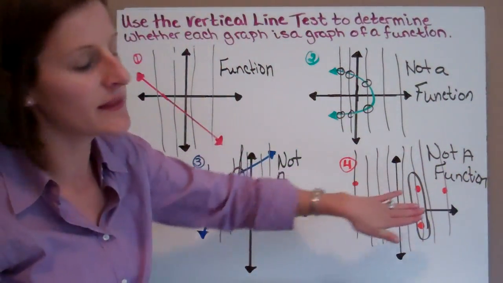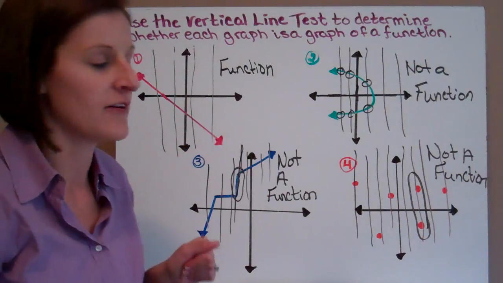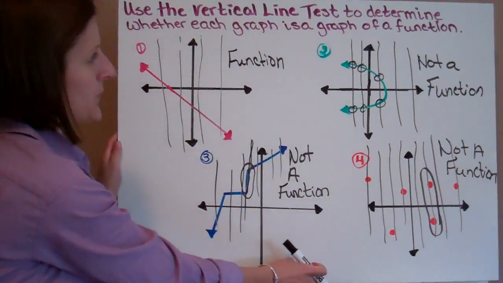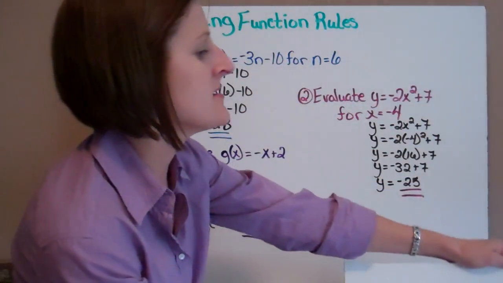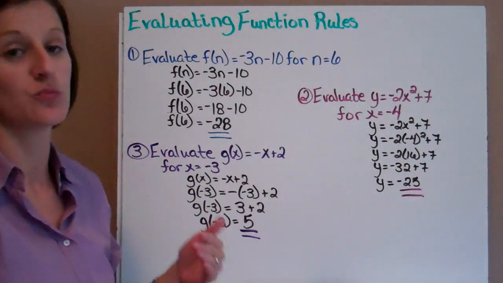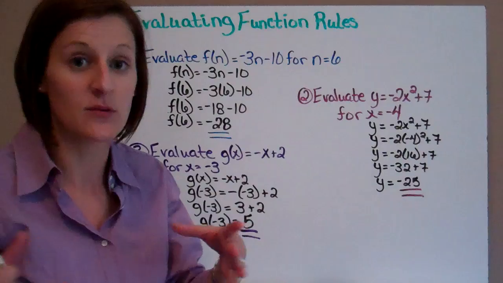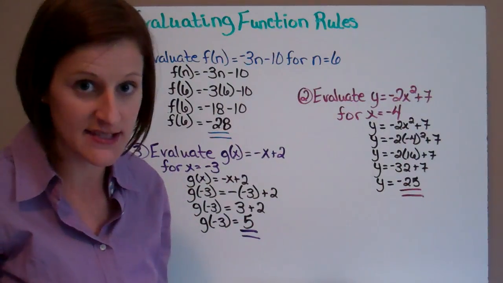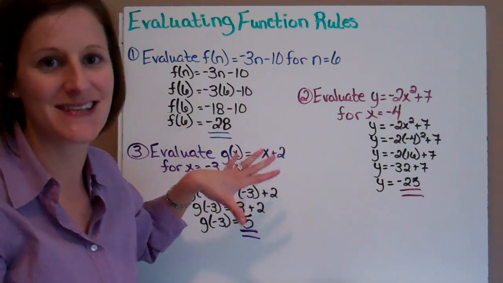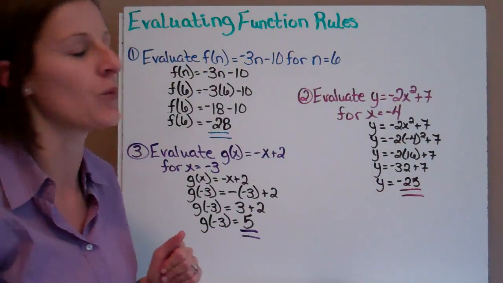Just because of that little line is what makes it not a function. There's 2 dots going through it. Alright, now we're going to evaluate function rules. Remember when we were evaluating expressions and all we did was plug in the number that we want x to be? That's exactly what this is, except written a little different way.